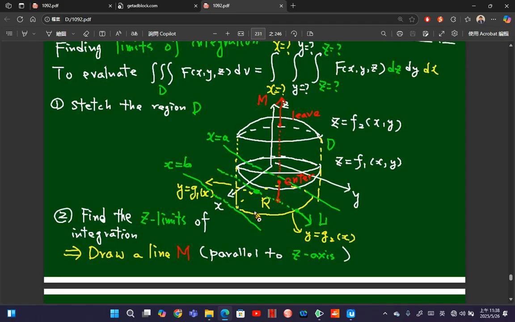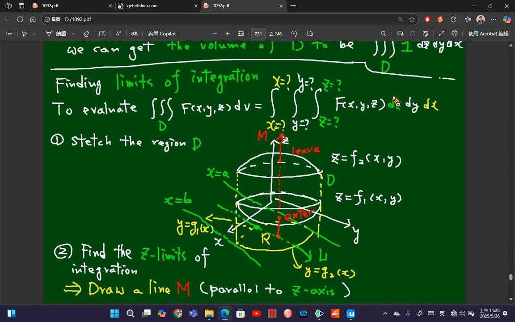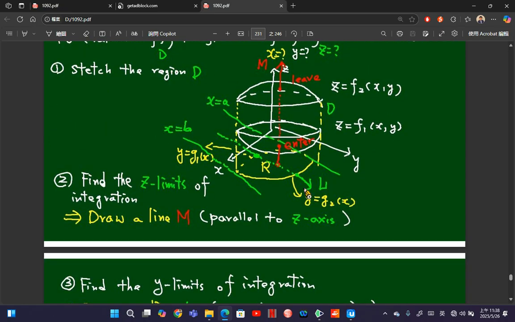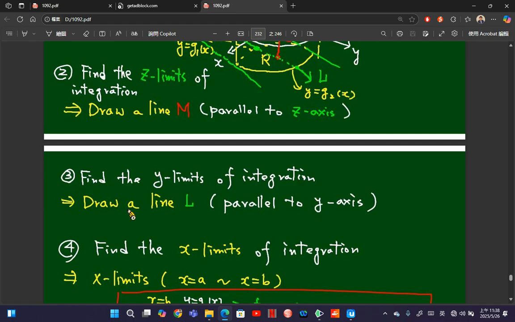After you go back to a 2D region on xy, you can just follow the double integral. If we integrate dy first, then remember to emit a ray parallel to the y-axis. See which is the enter point and which is the leaving point. Then you can construct the integration for the y part. Draw a line parallel to the y-axis, and then you can find the y limits of the integration.